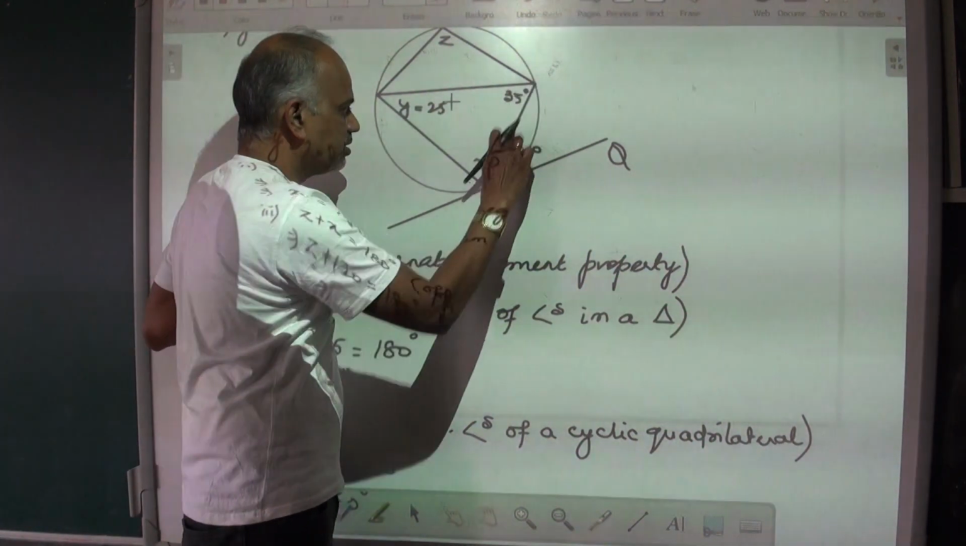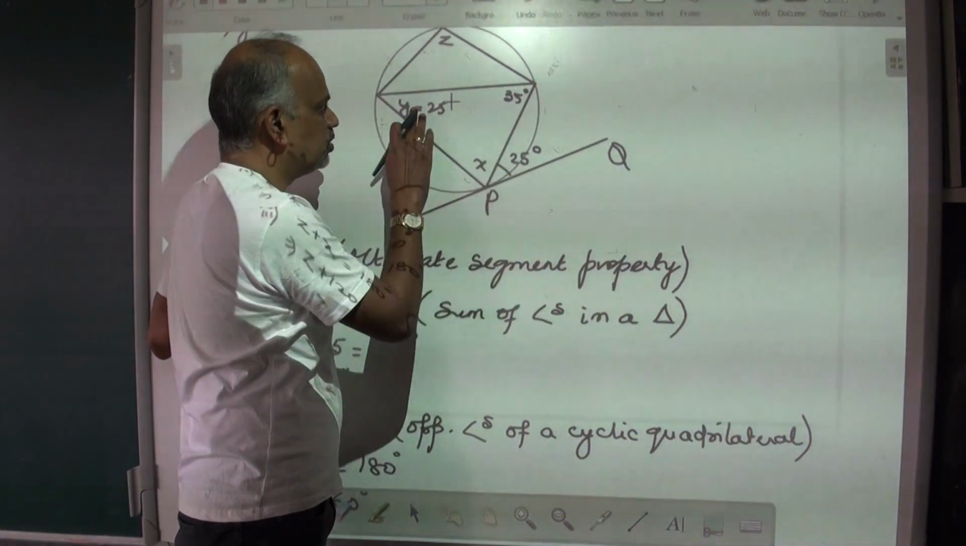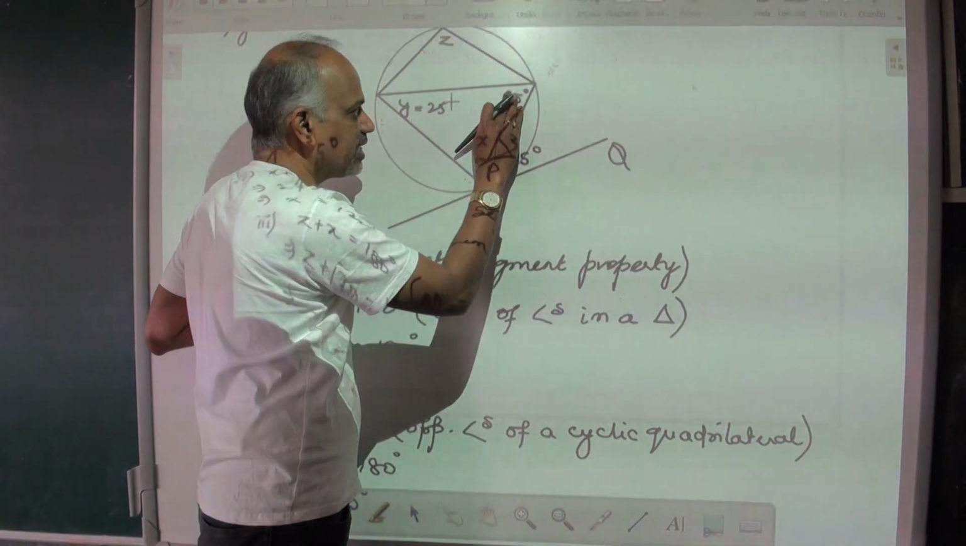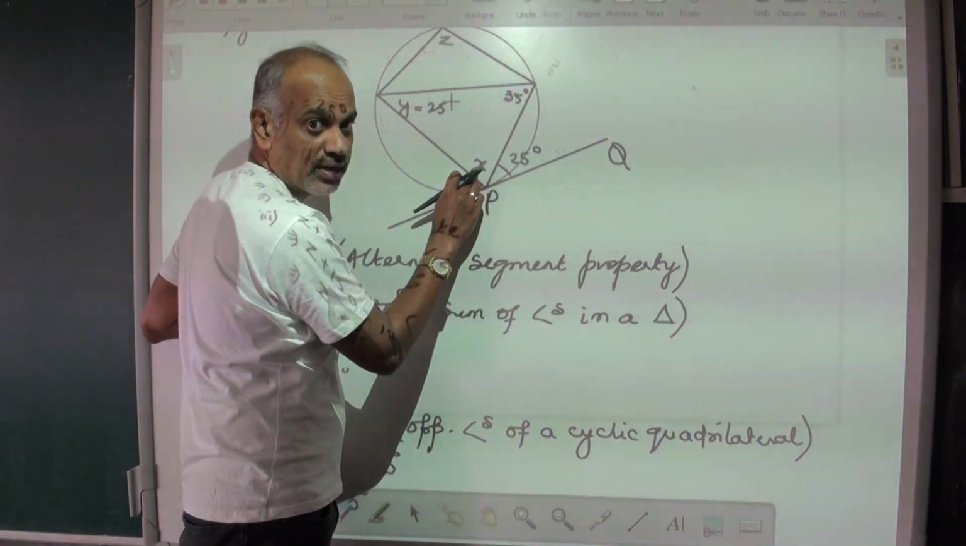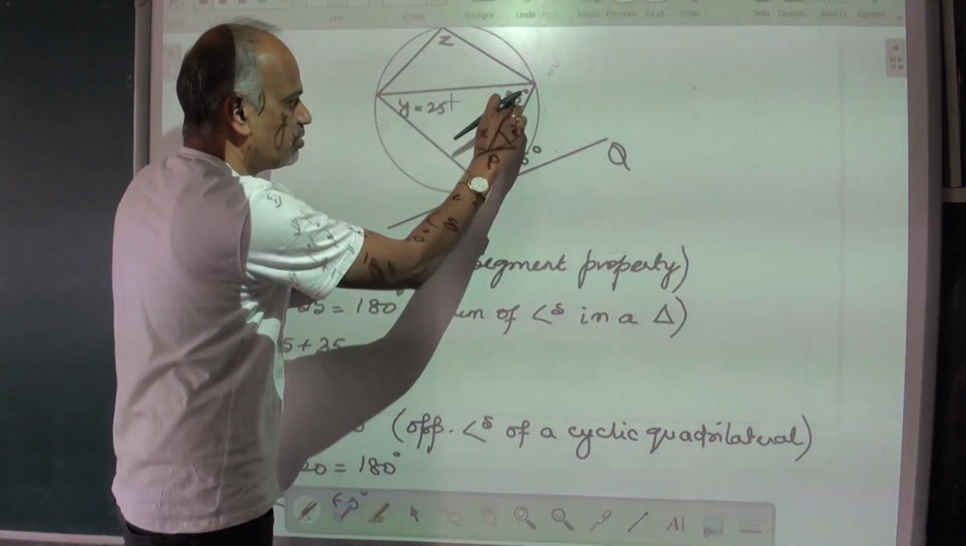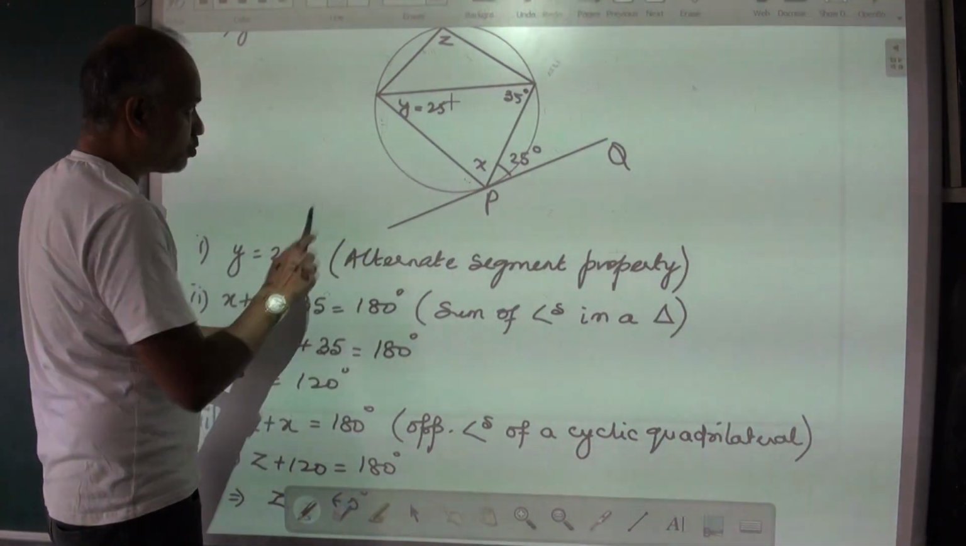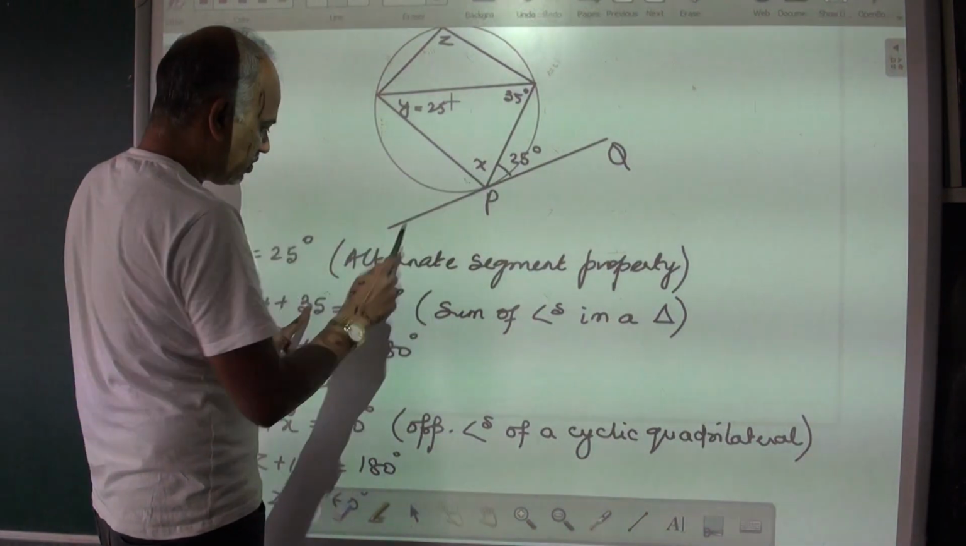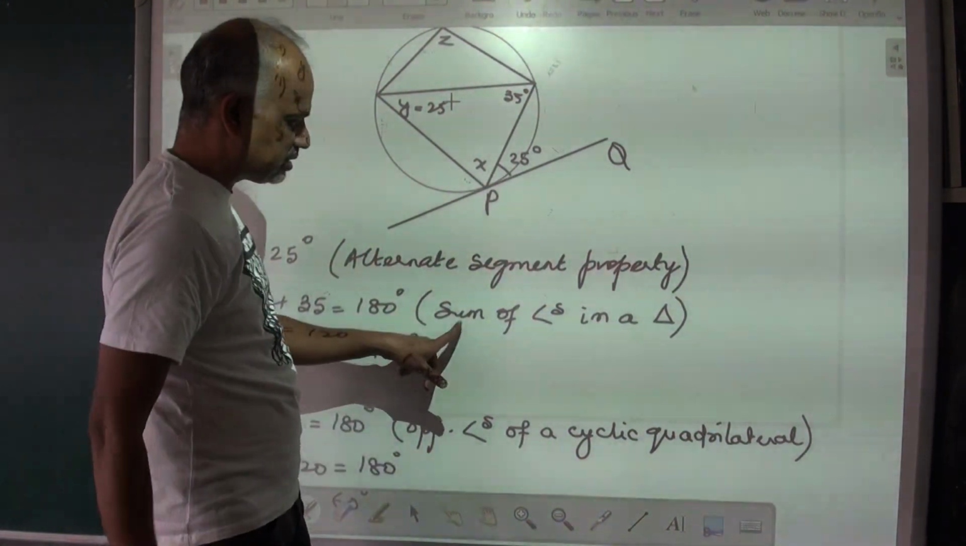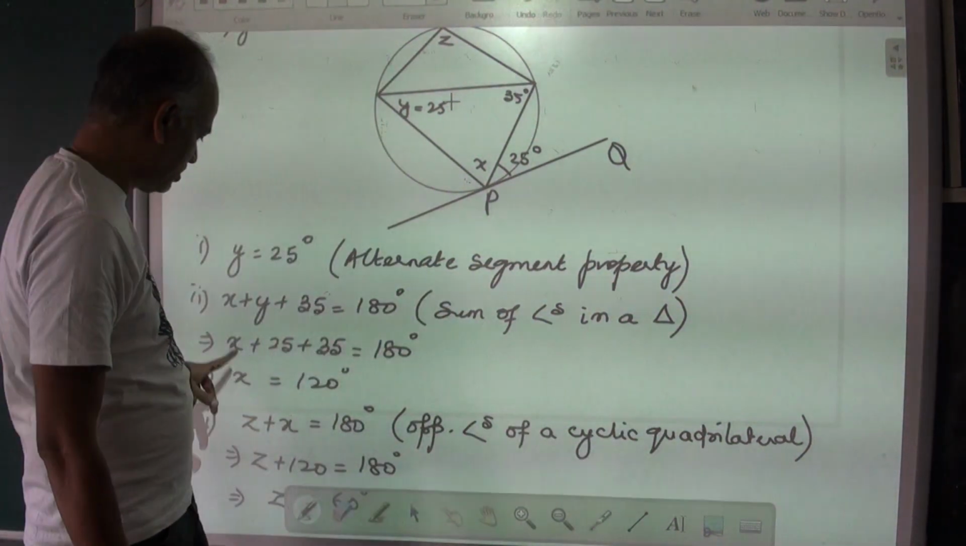Look at this triangle. In this triangle, you know one angle, you know the second angle, you can find the third one, that is x. So add all the three angles, that should give you 180. So x plus y plus 35 is equal to 180 degrees. That's the sum of angles in a triangle.